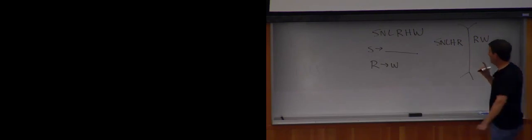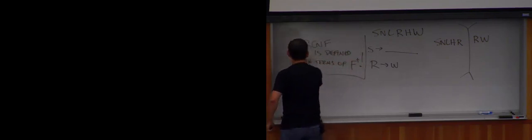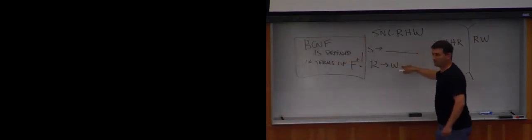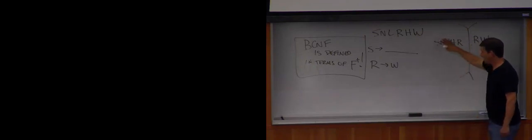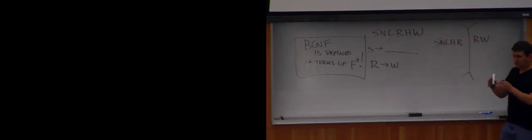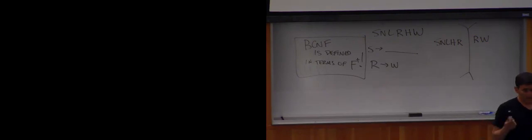Now, remember and do not forget that BCNF is defined in terms of F plus. So I'm being a little fast and loose just talking about this and this. We have to actually talk about all their implications, okay? So next time we'll be a little bit careful, but I will show you a decomposition rule, which pretty much follows directly from this intuition, for decomposing relations recursively until they're in BCNF, right? And we'll do that next time.